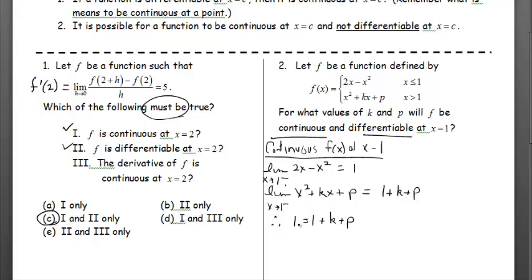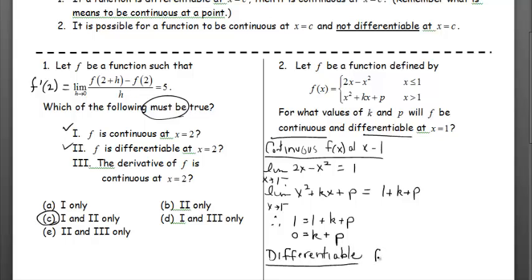You're very limited as to what you can do. You can subtract the ones from both sides. You're still not going to be able to solve for k or p since you have two unknowns with one equation. So that must mean we need to move to the differentiability idea. All right, we want f to be continuous and differentiable.